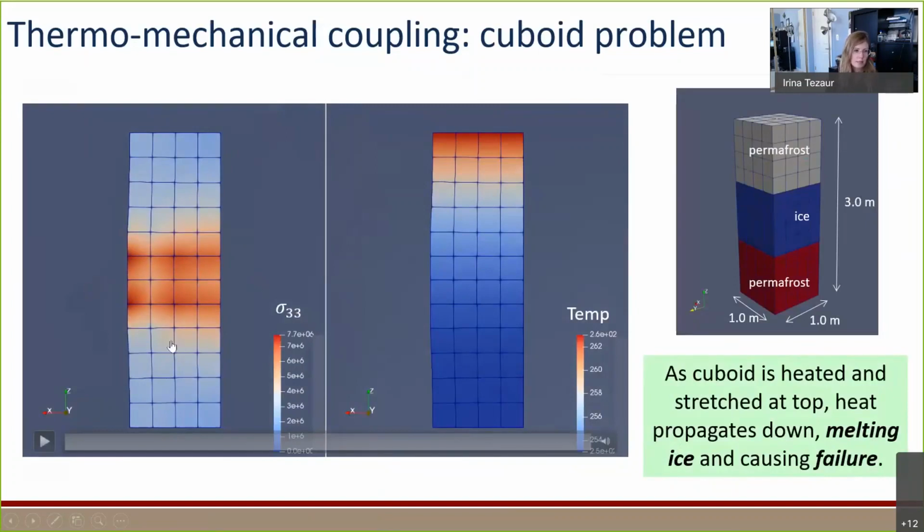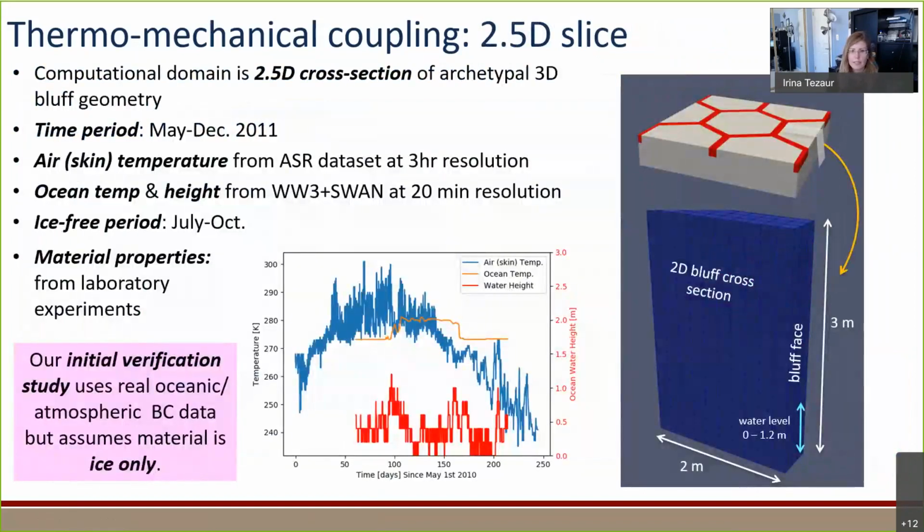That's exactly what actually happens. Okay, so the last case is a kind of moving towards a more realistic problem. So we call this a 2.5D slice problem. The idea here is we take the canonical domain that I showed earlier, and we're going to cut out a 2.5D slice. So here's how it looks.